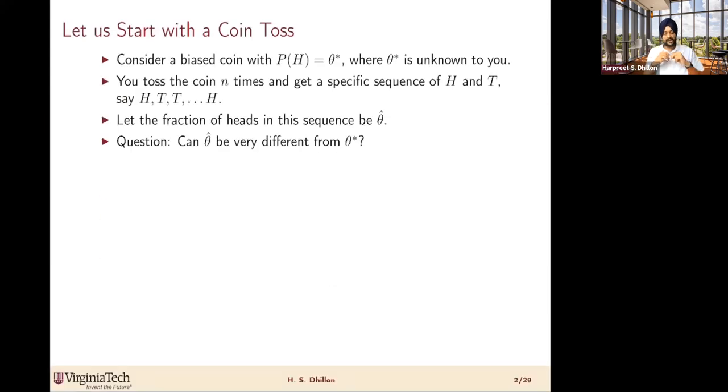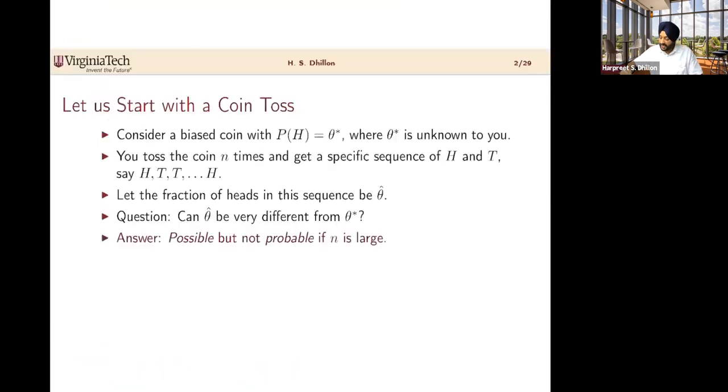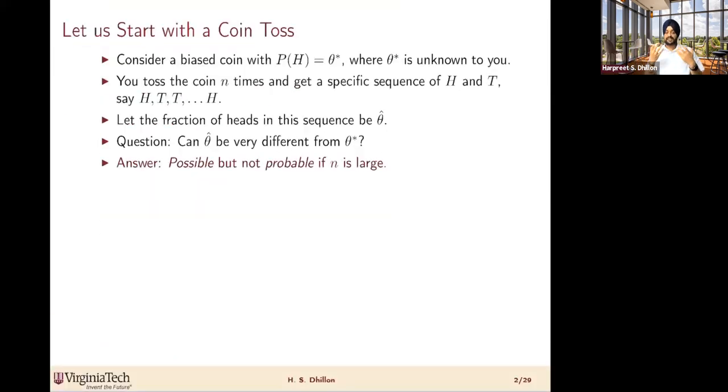Now a natural question to ask at this point is, can theta hat be very different from the true theta star? Because ultimately theta star is unknown to us, but we would like to infer something about it using the sequence that we are getting. A short answer to this is, sure, it is possible that theta hat can be very different from theta star, but it is not probable if n is large.